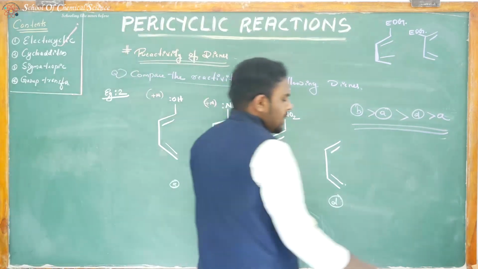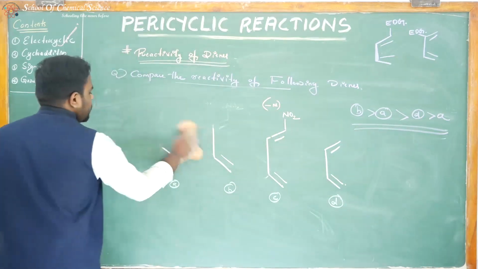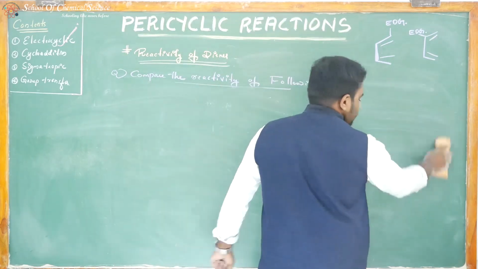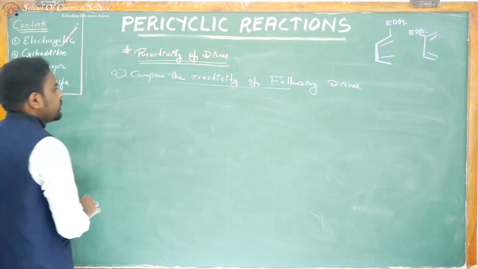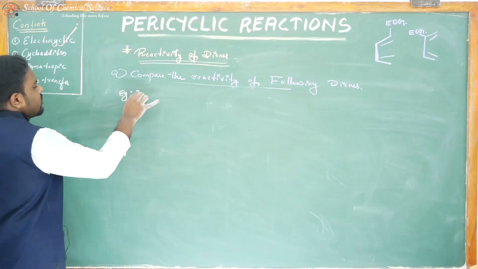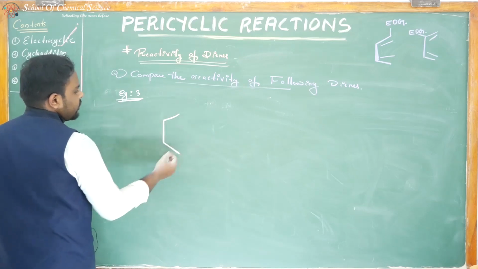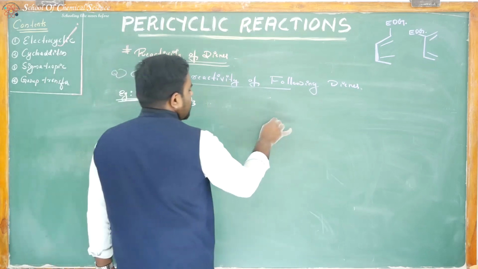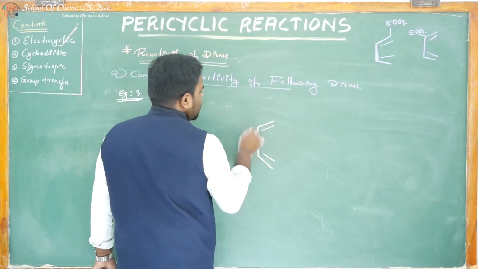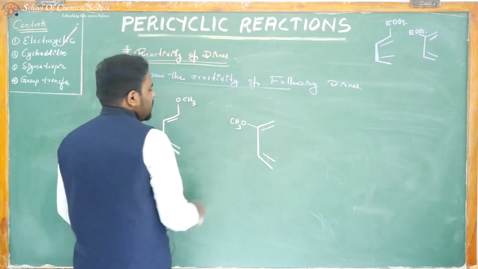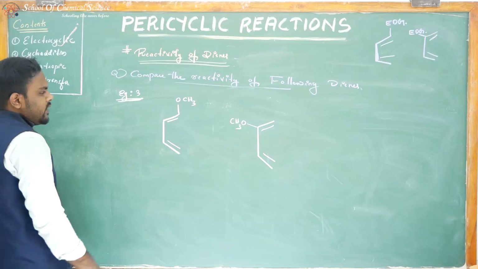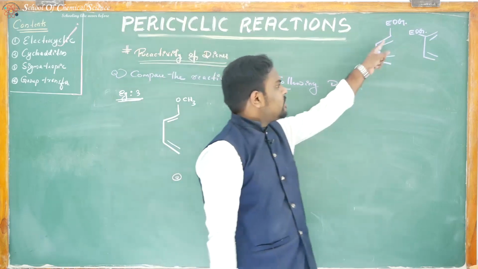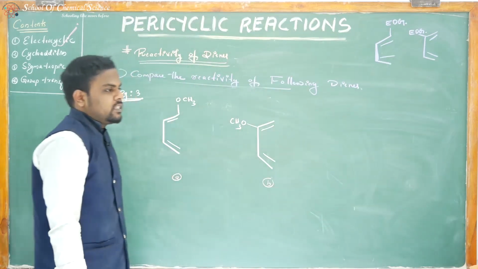Then another example. Example 3. Here OCH3 is present. Which diene is more reactive? I already told you that whenever a diene contains an electron donating group, preferably in the first position, that will be more reactive. What is the reason for that?